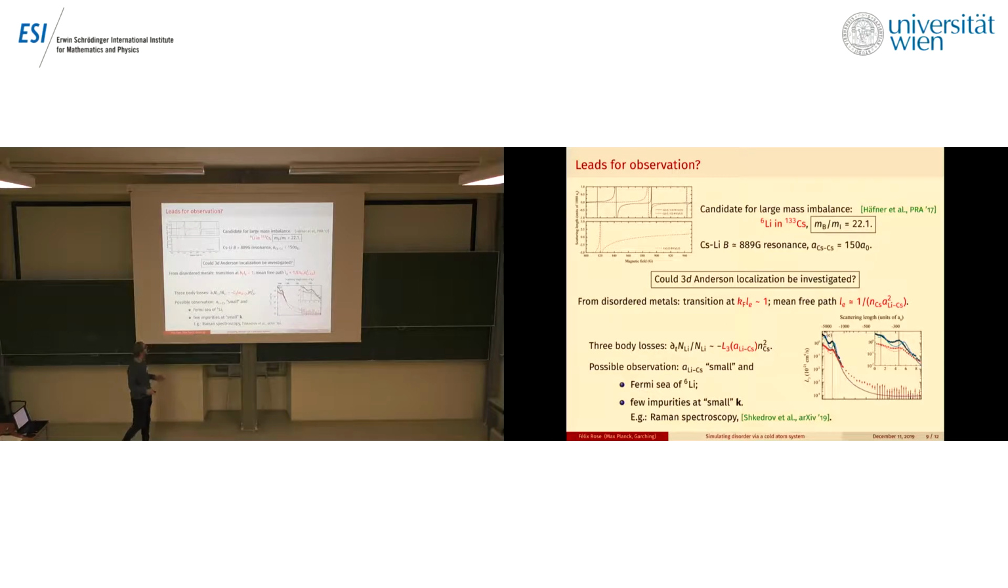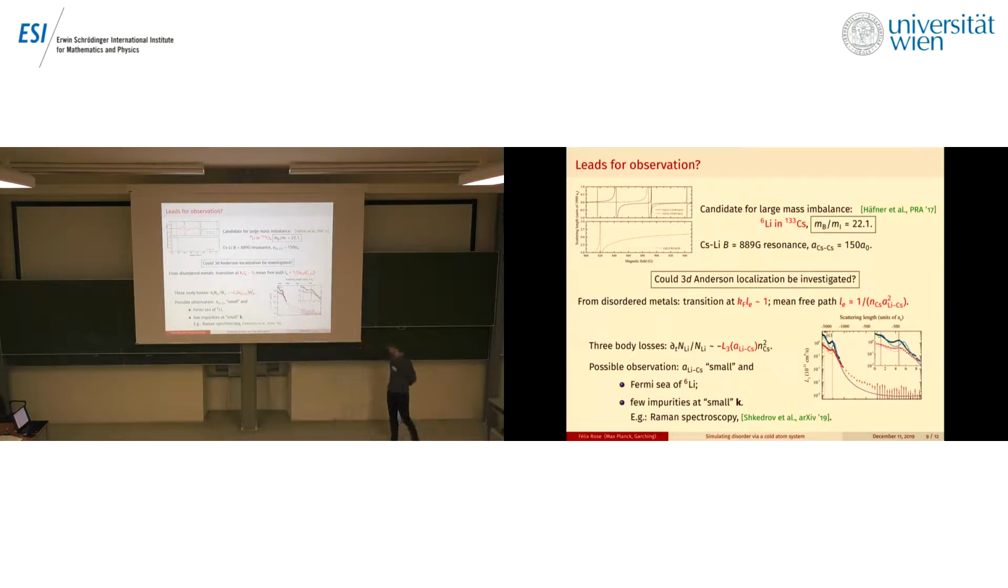So if you subject this mixture to a magnetic field, there is a Feshbach resonance close to this magnetic field, at which you can tune the interaction between lithium and cesium, while the interaction within the cesium atoms remains not too big.